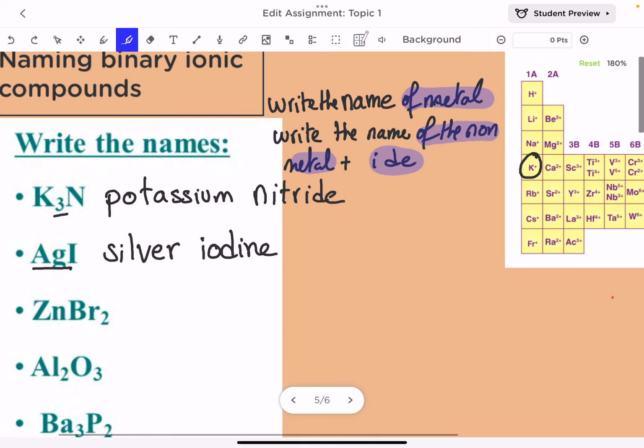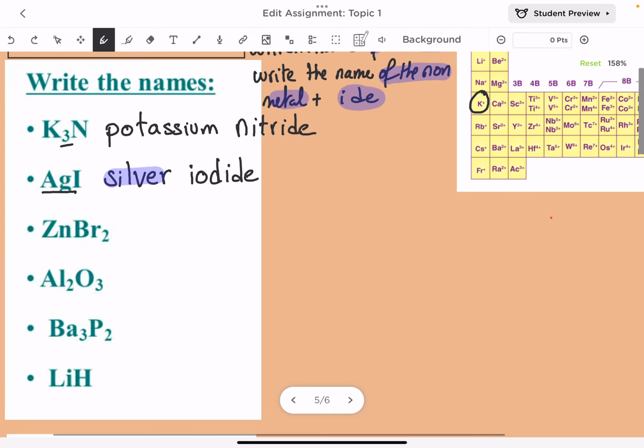However, as the rule says, you name the first element, you name the second non-metal, and the termination, you change it to "ide." So here I'm gonna write iodide instead of iodine. We continue.